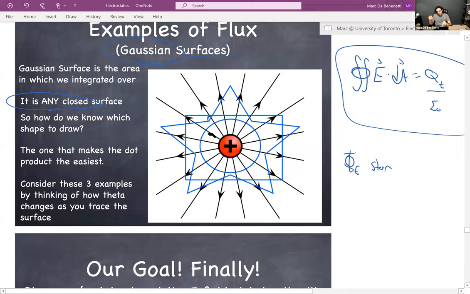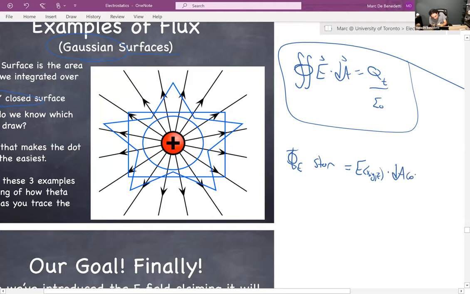So if we had the structure of the E field, then yes, we could use the star. We could go through all the complicated math, and when you say E at x, y, z times dA cos theta, and you integrate that over the star, yes, you will get the same answer. The problem is we do not have the formula for E. That's what we're trying to obtain.